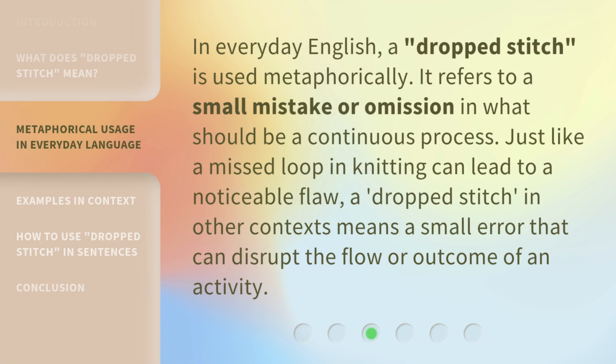In everyday English, a dropped stitch is used metaphorically. It refers to a small mistake or omission in what should be a continuous process. Just like a missed loop in knitting can lead to a noticeable flaw, a dropped stitch, in other contexts, means a small error that can disrupt the flow or outcome of an activity.